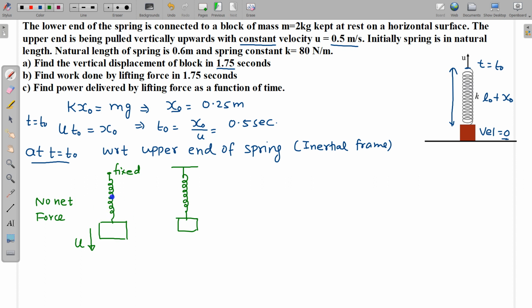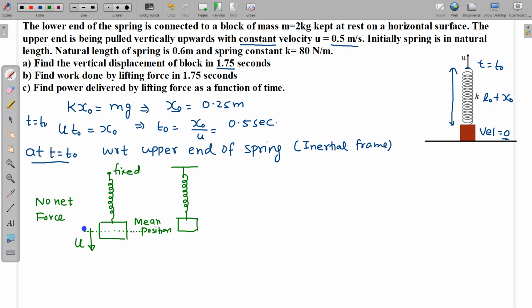It will perform SHM. So in SHM, at this particular instant, t is equal to t naught, there is no net force acting on this block, and it has velocity u. So at this particular instant, we can say this block is at the mean position of simple harmonic motion, because there is no force at this instant. As it goes down, there will be an increase in the extension, and that extension will behave like a restoring force, which will be k times the increase in the extension.